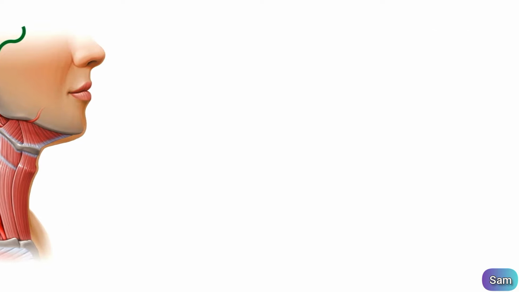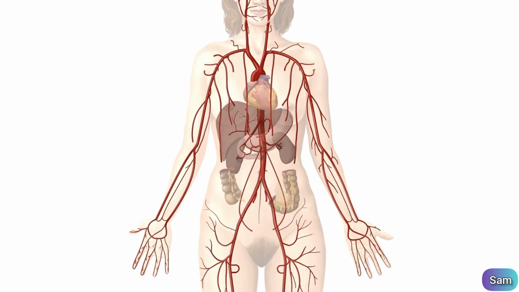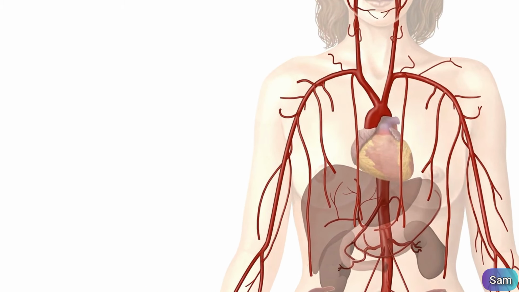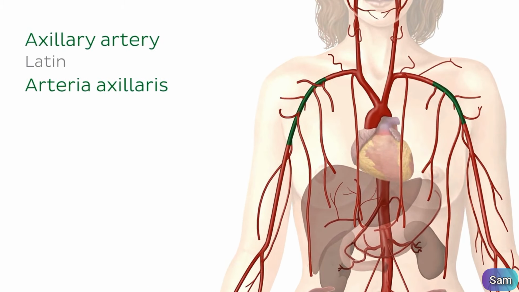Moving on now, let's look at the major arteries of the upper limb. As you can see in this image, we're going to start at the thorax and work our way down the arm. And the first artery that we're going to come into contact with is the axillary artery.